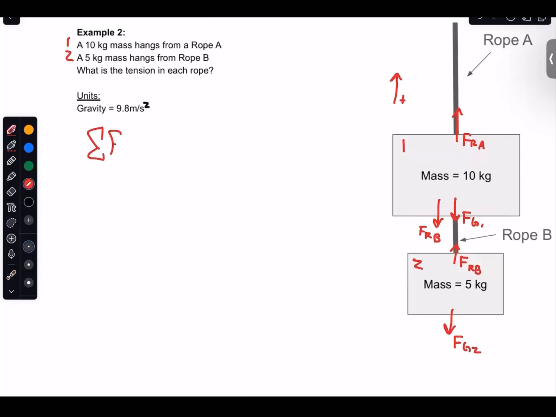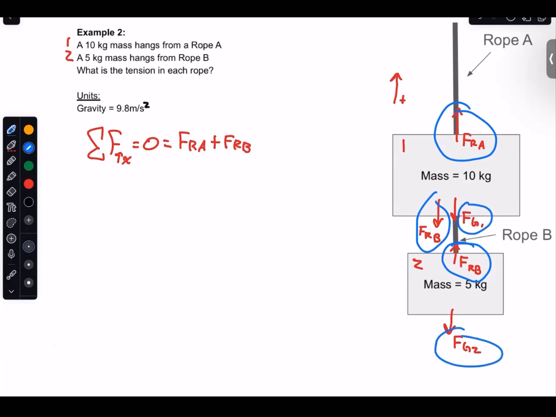So we have the sum of the forces in the positive x direction equal 0. Let's count all of our positive forces. We have force of rope A, and we have force of rope B. And now let's count the negative forces. Force of rope B, force of gravity of mass 1, and force of gravity of mass 2. So minus force of rope B, minus force of gravity of mass 1, minus force of gravity of mass 2.